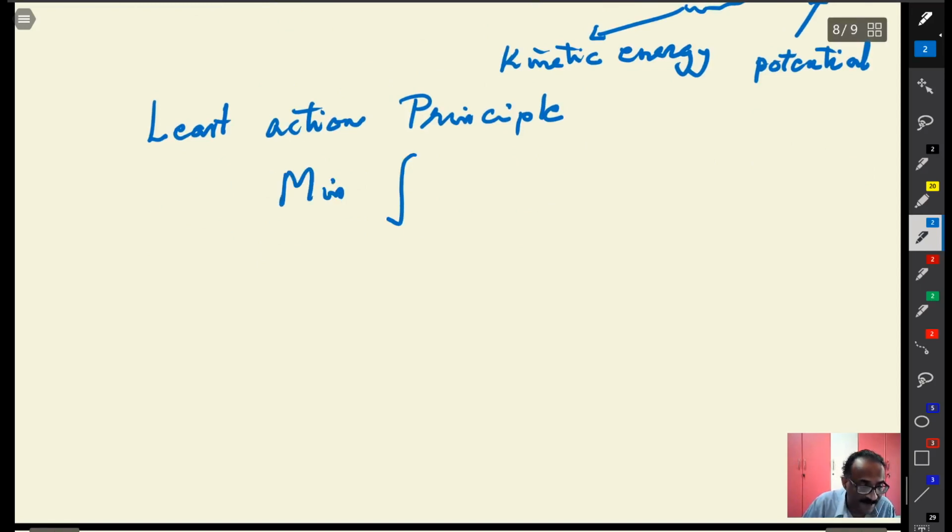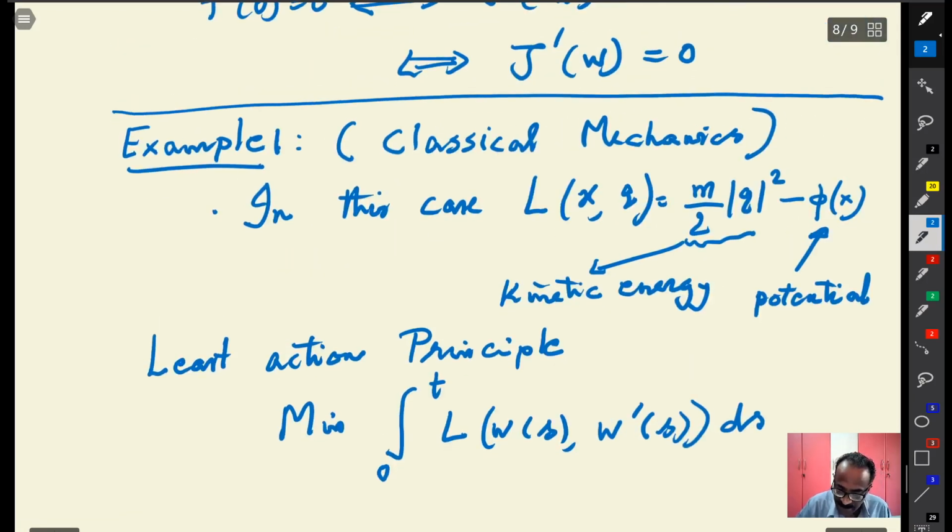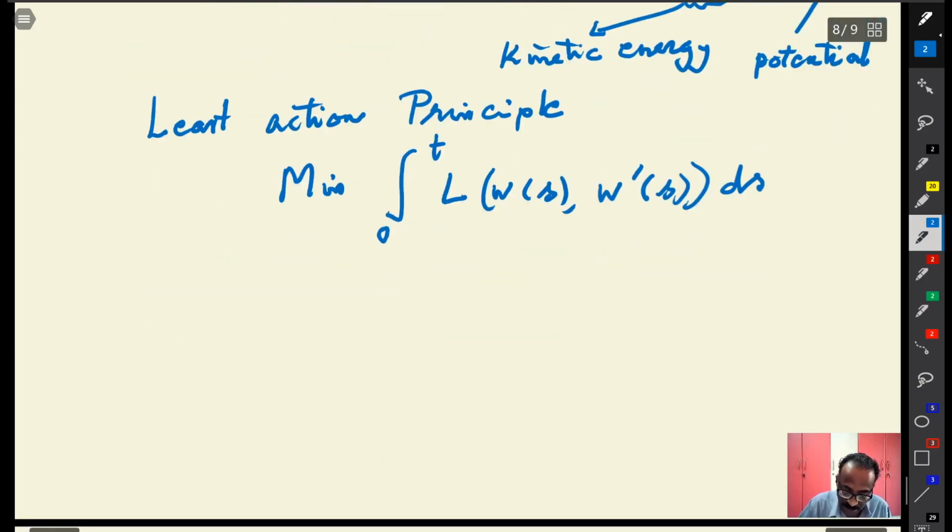the action integral. So you have your integral from 0 to T of L of x of s, x prime of s. Since I am using w, let me use w only, so I'll use w prime of s. You can use any notation you like. So L is that one. And how do you get Newton's mechanics?